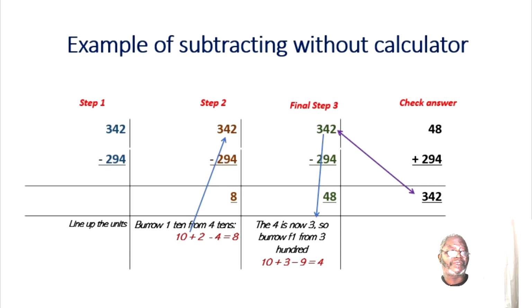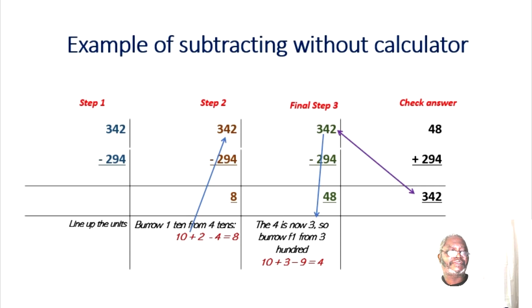Although the whole number 342 is bigger than 294, you need to work out the mechanics, what we call the mechanics of it. Now let's look at step 2. You start with the unit. 2 minus 4. Can you take 4 from 2? Let's look at the unit, the step 2.